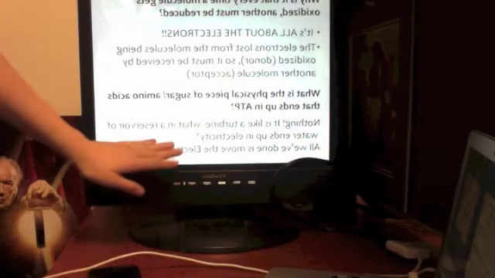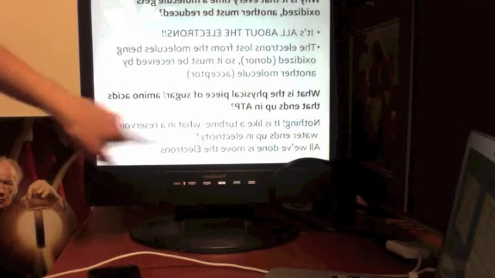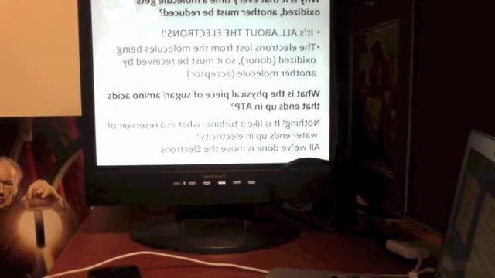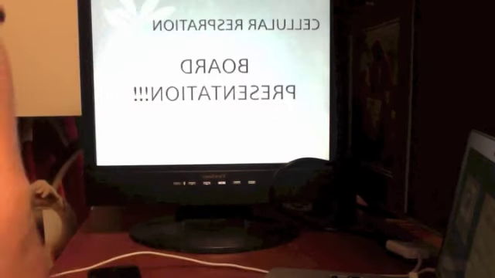What is the physical piece of sugar amino acids that ends up in ATP? Nothing! It's like a turbine. What in a reservoir of water ends up in electricity? I really liked this, I wrote it down in my notes, Dr. Bell, this is from the example that you gave in class. So all we've done is move the electrons.